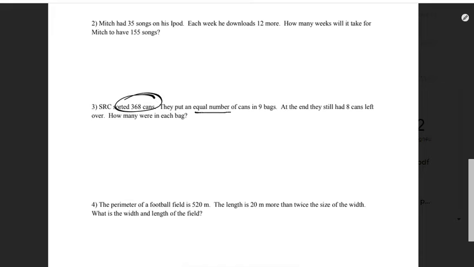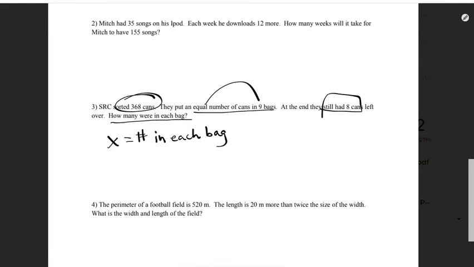I put an equal number into 9 bags. I still had 8 left. How many were in each bag? So again, let x equal the number in each bag. And there's my clue. How many bags? There's 9. So I have 9 times however many are in there.